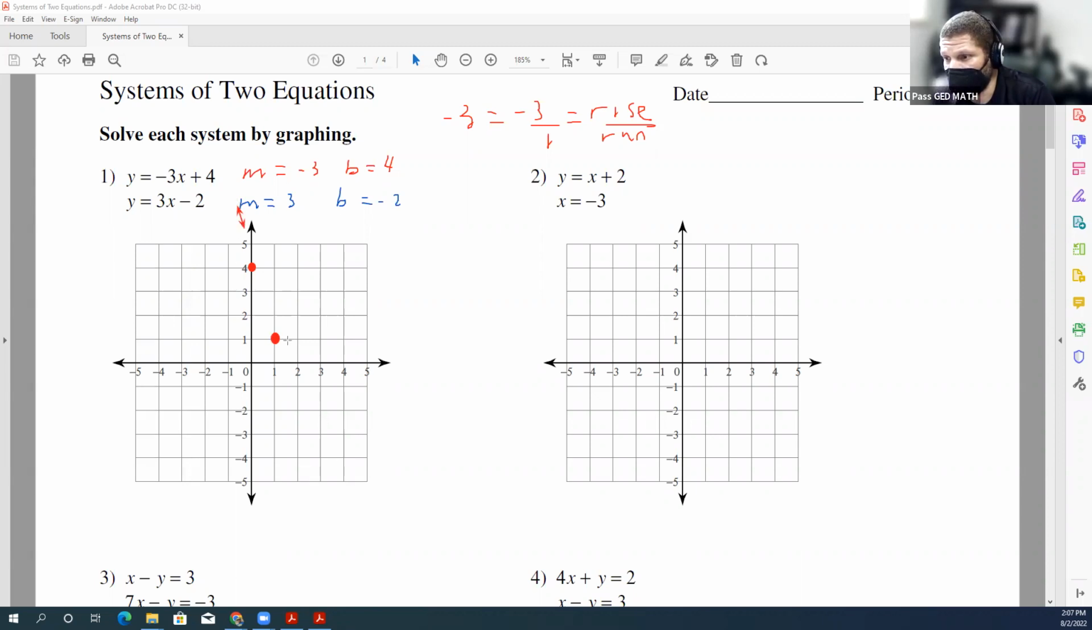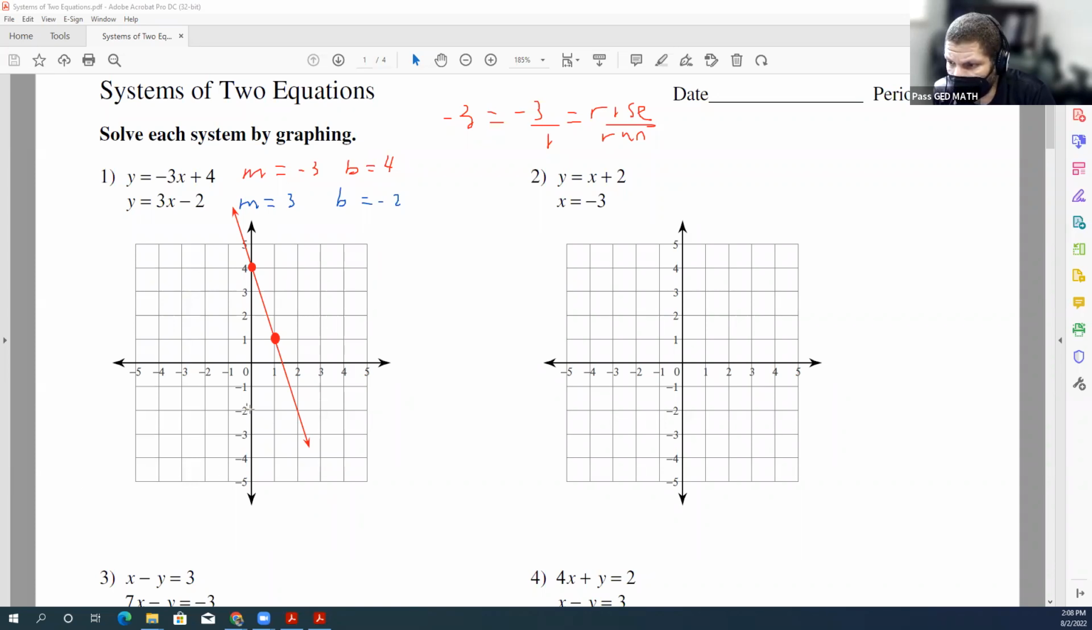Now, I don't know how accurate I'm going to be, but let's see. Let me adjust this a little bit. It may take me a little bit of time to get it right, passing through both points. There we go. I think that's close enough. And then we're going to graph our second equation. The y-intercept is -2.